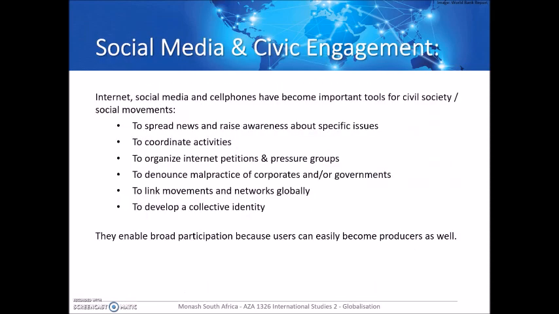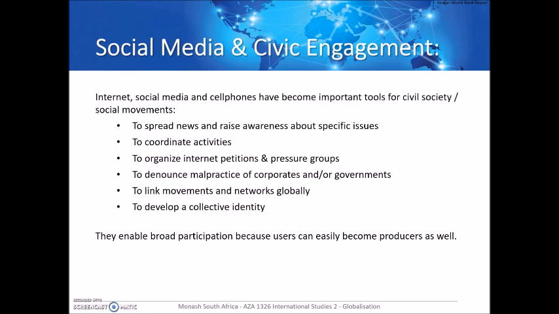Moving on to social media and how it has impacted civic engagement. Internet, social media, and cell phones have become a very important tool for civil society and for social movements, because they have really given a way to a much higher degree of participation from those kinds of actors, and it has made civil society a much more important actor in the global sphere, together with nation states, corporates, and international organizations.